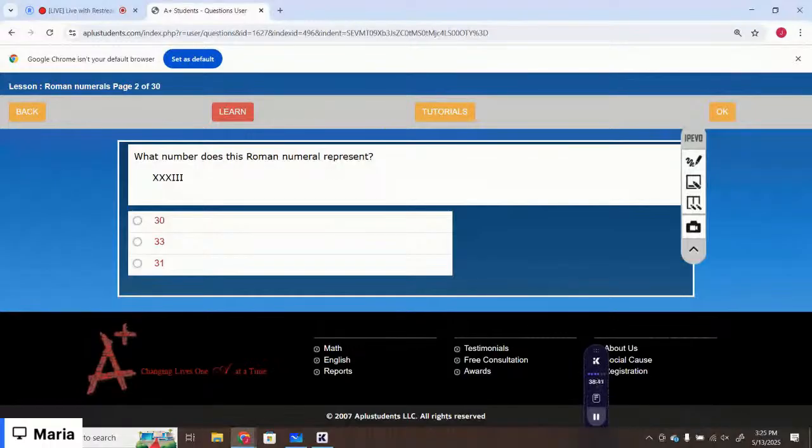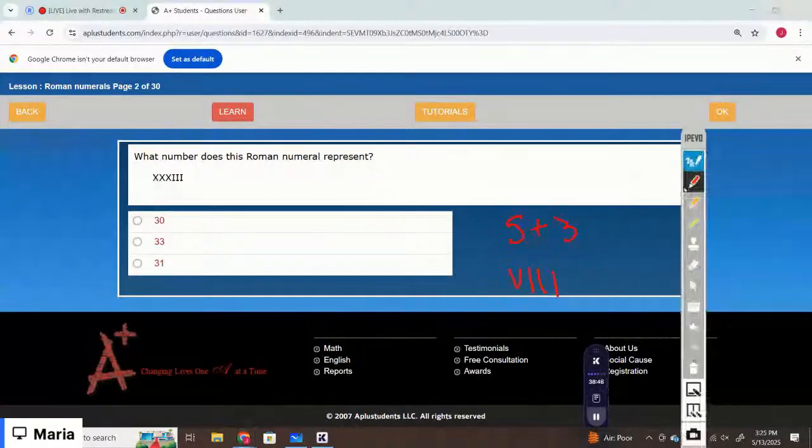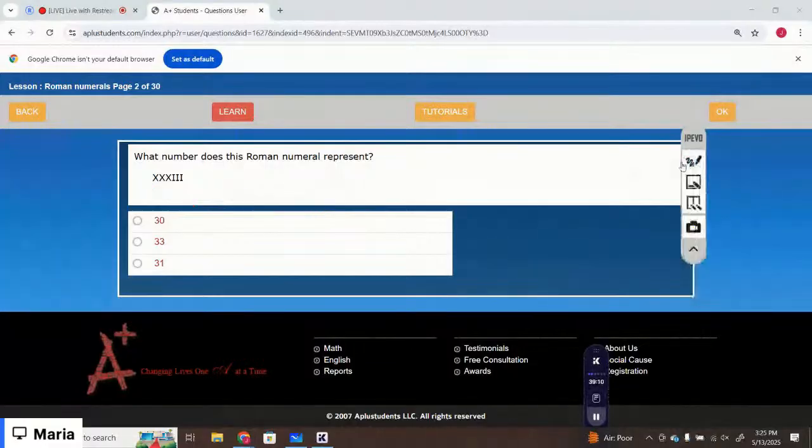What number does this Roman numeral represent? So which number is it, that is X, X, X, and 3? So X represents 10, another X represents another 10, a third one represents 10, and we have 3. We need to add them together. That is 33. Option number 3 is correct.